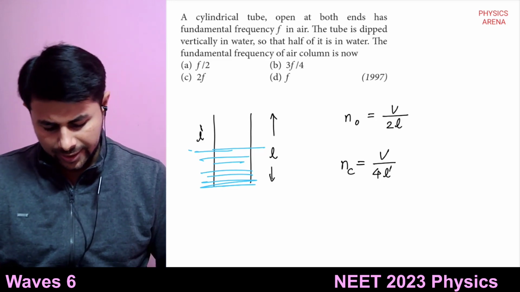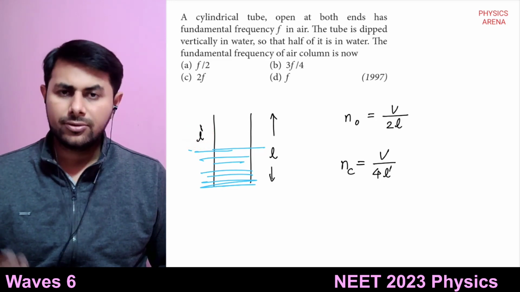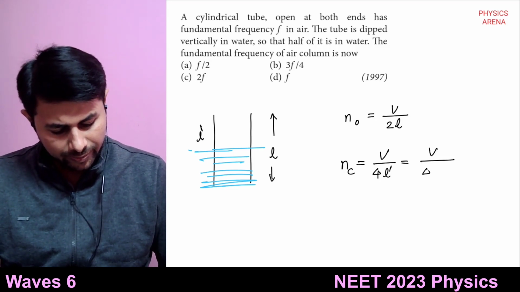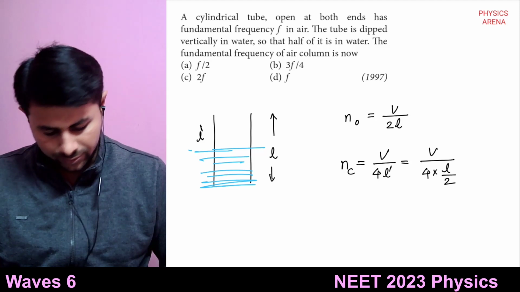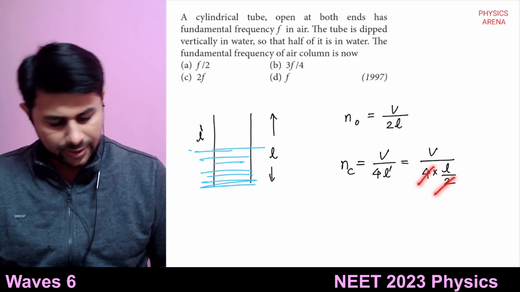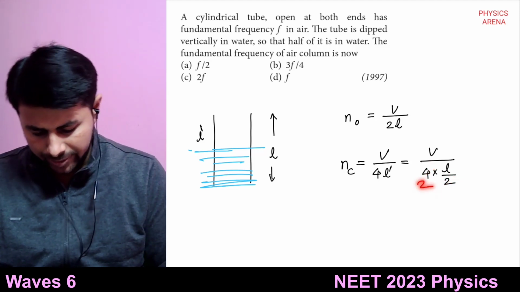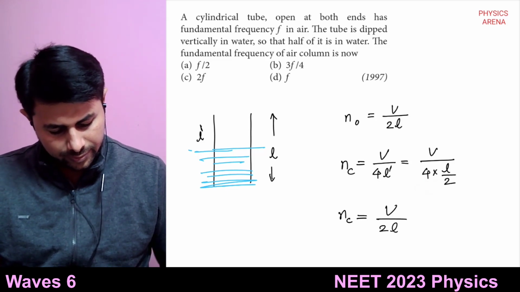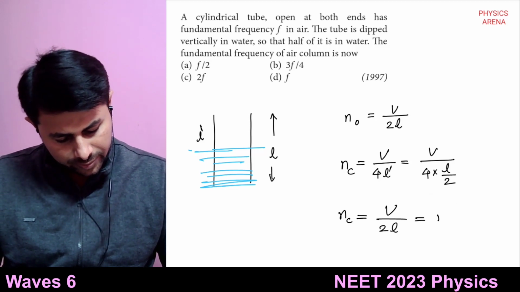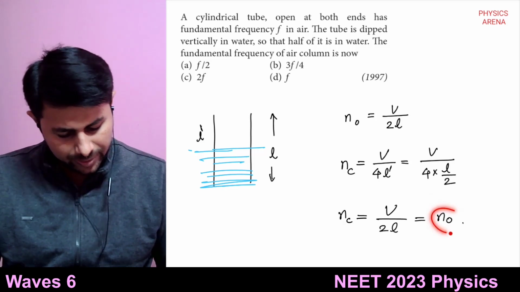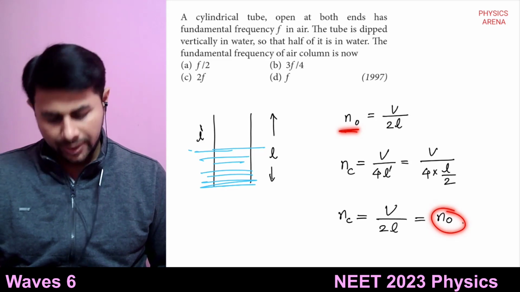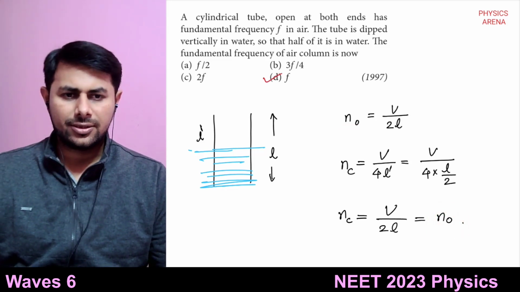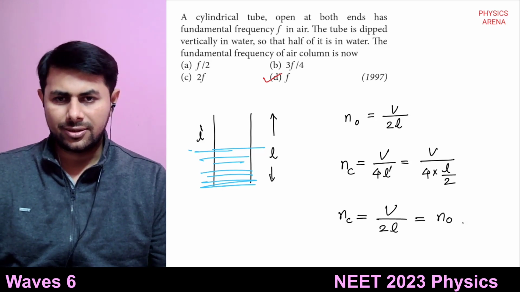And what is L dash? L dash is equal to L upon 2. So it is equal to V divided by 4 into L upon 2. This 2, and so 2 will be left there. It is V upon 2L. So it's equal to frequency of open pipe, right? It's equal to N0. So what's the answer? Option D is the answer. Very good. Option D is the answer.